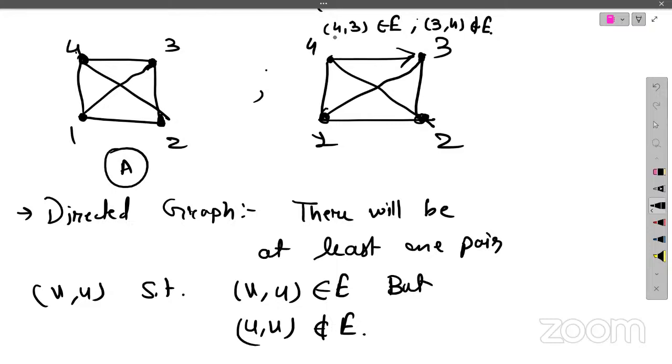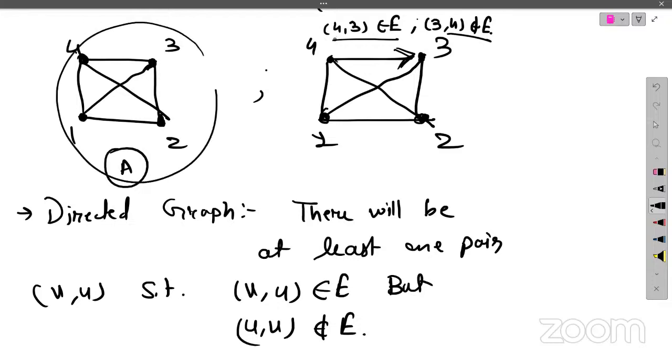Is that clear? Yes, ma'am. Thank you. Ma'am, can you repeat again? Yeah. See, directed graph means there will be one pair which does not satisfy the symmetric relation. Symmetric relation means there is an edge from V to U, but there is no edge from U to V. So for example, in this graph, there is an edge from 4 to 3, but there is no direct edge, obviously, from 3 to 4. So here the significance of direction is there. You can move in this direction, but you cannot reverse it. Such a kind of graph is known to be a directed graph.